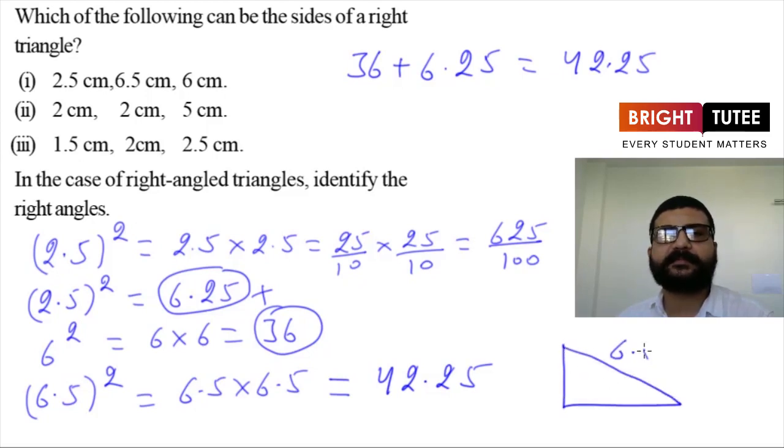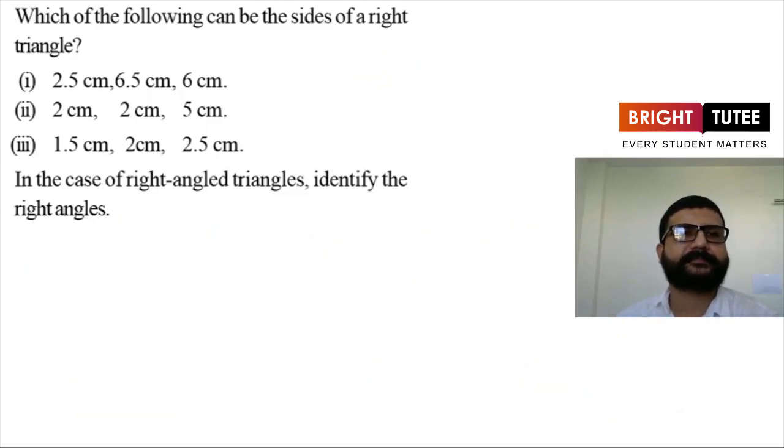This side will be 6.5, this is 6 and here it is 2.5. So which angle will be right angle? Here this angle will be right angle, the angle opposite to the side which is having length as 6.5 centimeters. Now let's check the second part of this question.